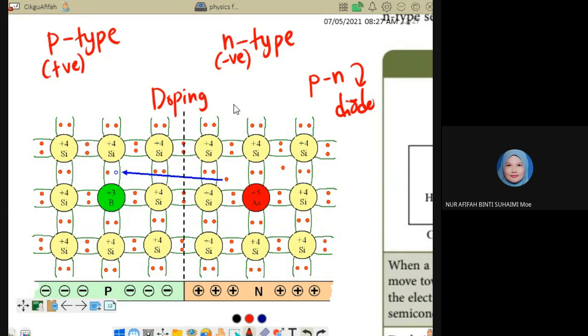This is the doping process. Doping means we combine the silicon with another atom to become a p-type or n-type semiconductor. Then to make a diode, we combine p-type with n-type to produce a PN. In between P and N, we have a depletion layer. In the middle there is a black dotted line, and this is the depletion layer.